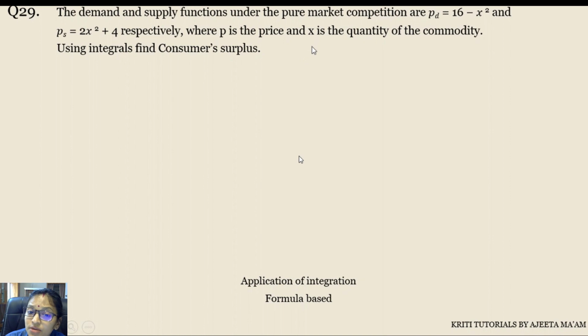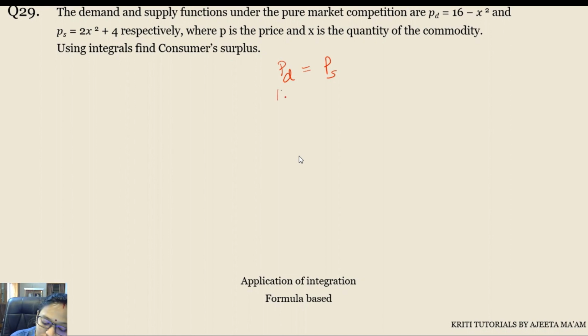Now, for consumer surplus, first we have to find the equilibrium price and equilibrium quantity. Right? X0 and P0 are to be found. For equilibrium, we have to check the condition of equilibrium. So, what is the condition of equilibrium? The equilibrium condition is PD is equal to PS. From there only you will be able to find P0 and X0, that is equilibrium price and equilibrium quantity, where both will meet.